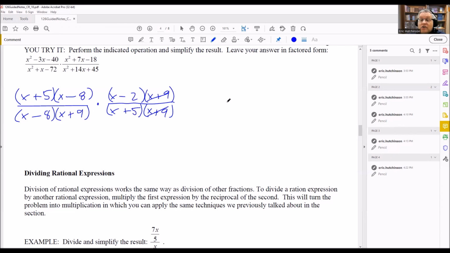X plus 9s, those are going to cancel out. X minus 8s, those cancel out. And I've got x plus 5s are also going to cancel out, leaving you with x minus 2 over x plus 9. That would be fully reduced.